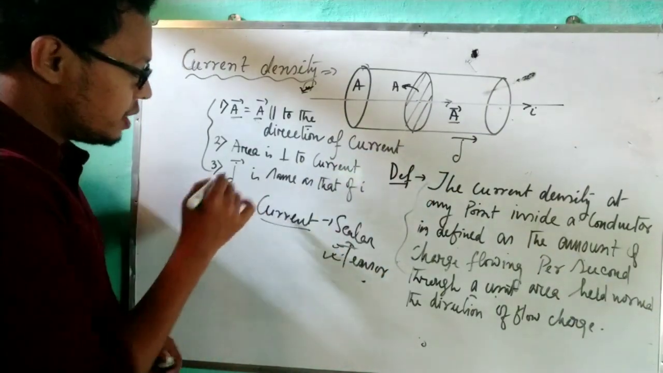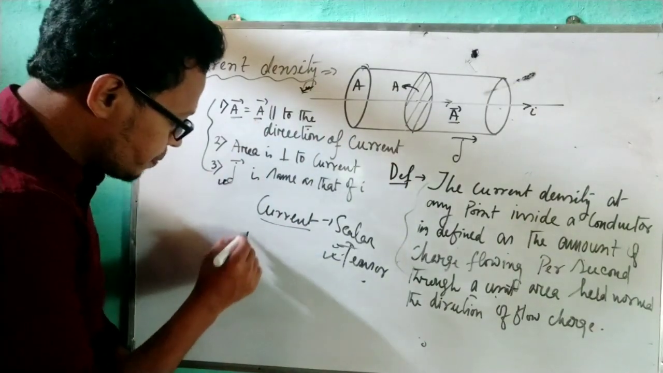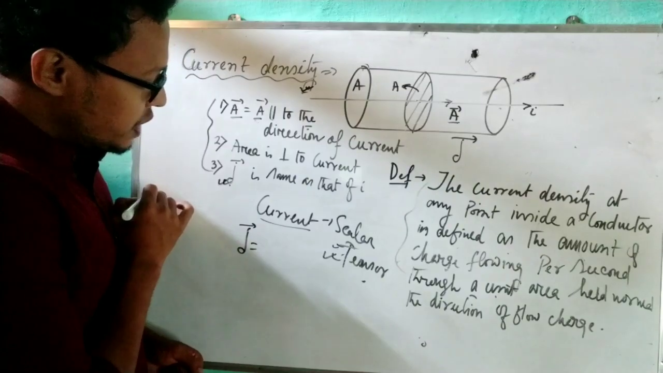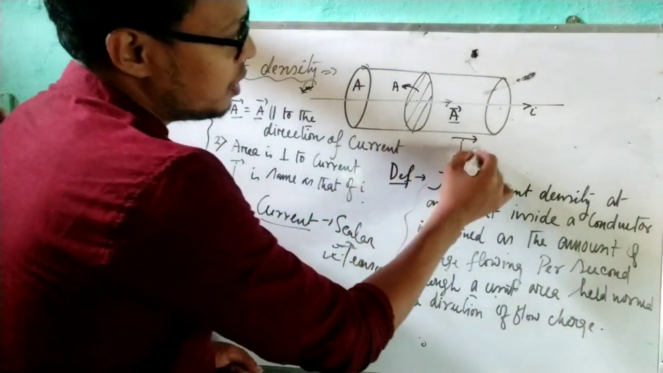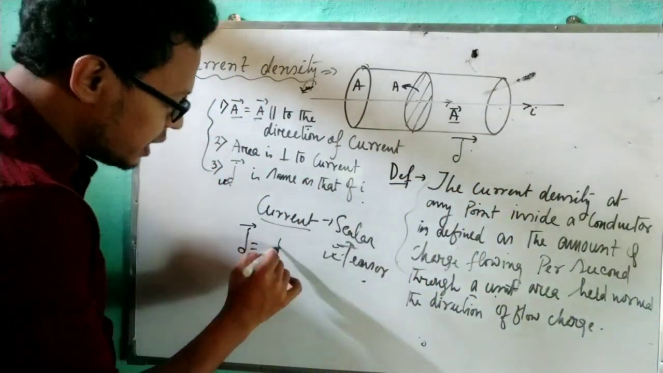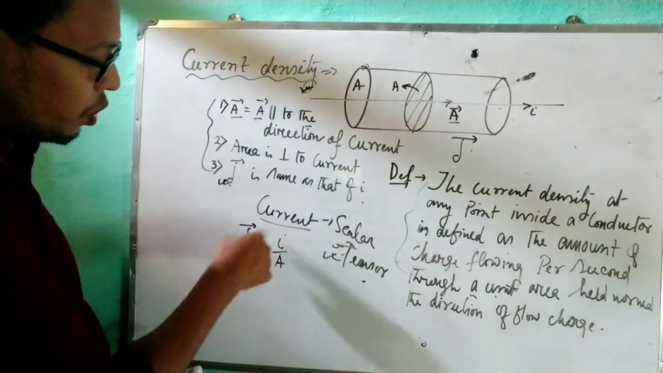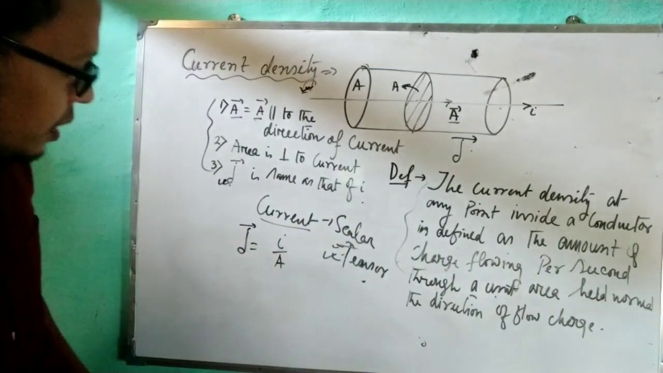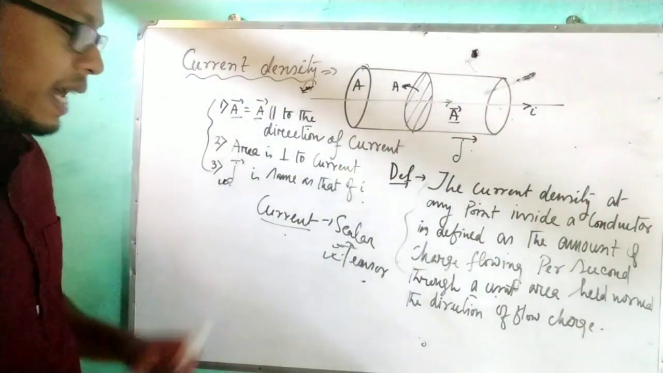And the third assumption is J. This current density is represented by J, and the direction of J is the same as the direction of I. By definition we can write J equals I by A, the ratio of current upon area. Now you can ask, when the angle is 0, we can write I by A.